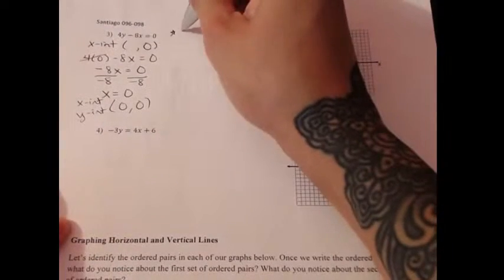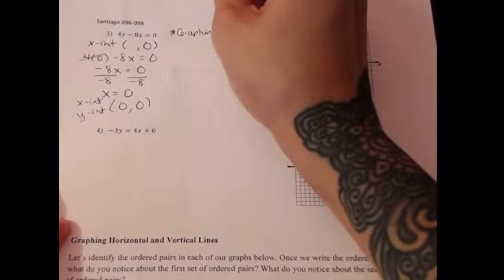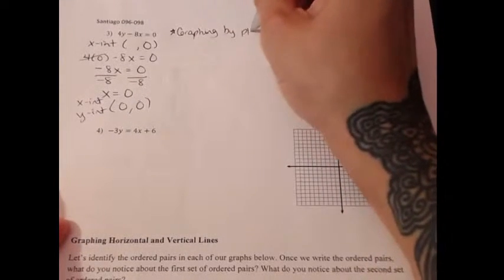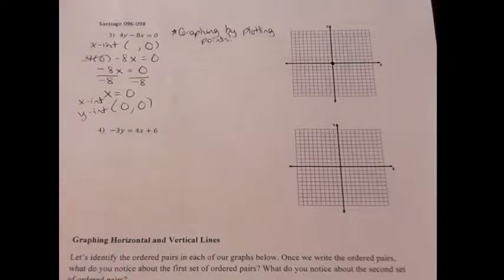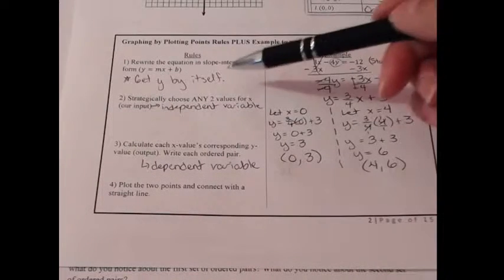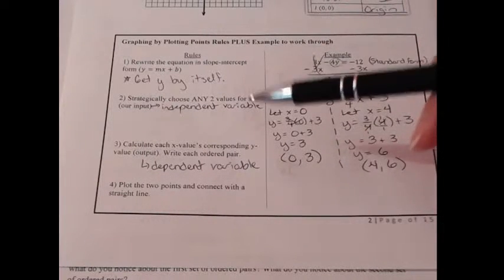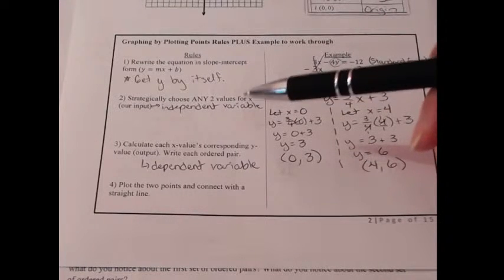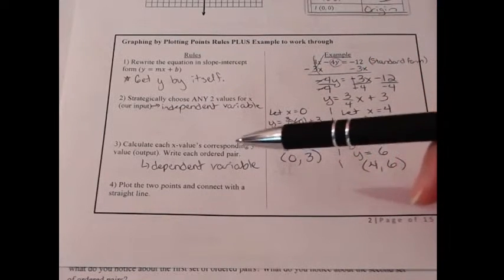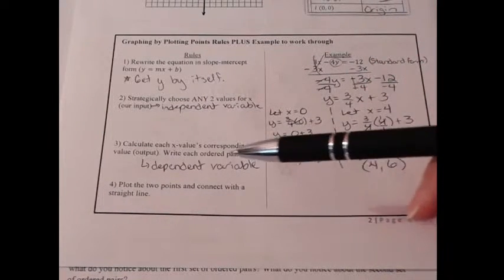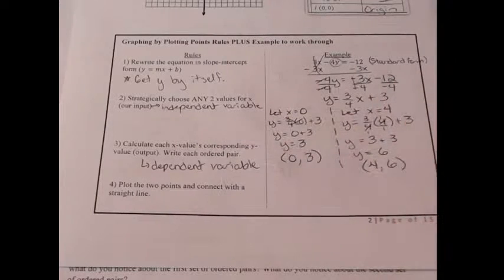So I'm going to go back to the idea of graphing by plotting points. If you look back in your notes, luckily I have the note pages here, notice step number 1, rewrite the equation in slope-intercept form. Then we choose any two values for x. The cool thing is we already have 1 point, so we just need one more value. So choose any value for x, plug it into the equation, calculate its corresponding y, write that ordered pair, and connect the 2 points with a line.